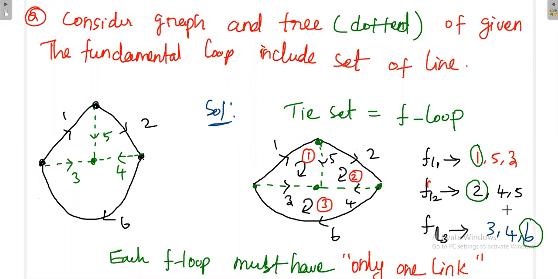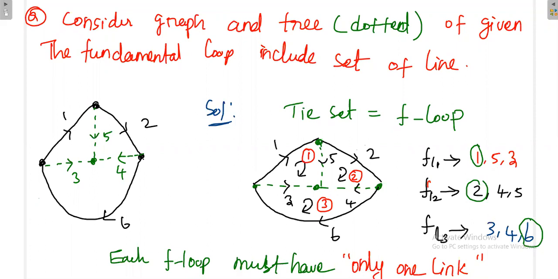Again, there may be many tree branches, but at any point of time, it should consist of only one link, only one branch of the co-tree. So finally the answer is 1, 5, 3, 2, 4, 5 and 3, 4, 6.